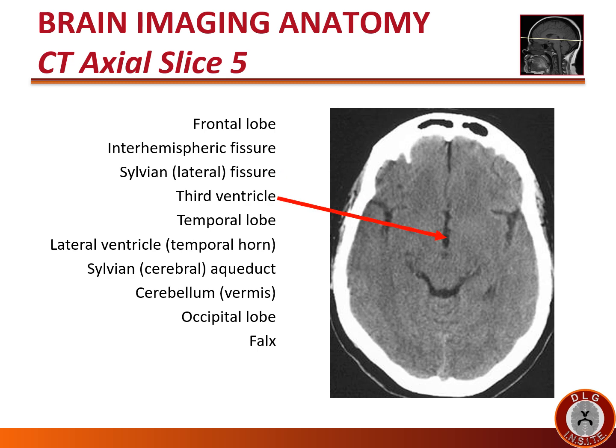At this level, we can see more medially now the third ventricle. We continue to see the temporal lobe laterally. Once again, if you see the sylvian fissure on an axial image, then dorsal to it will be temporal lobe.